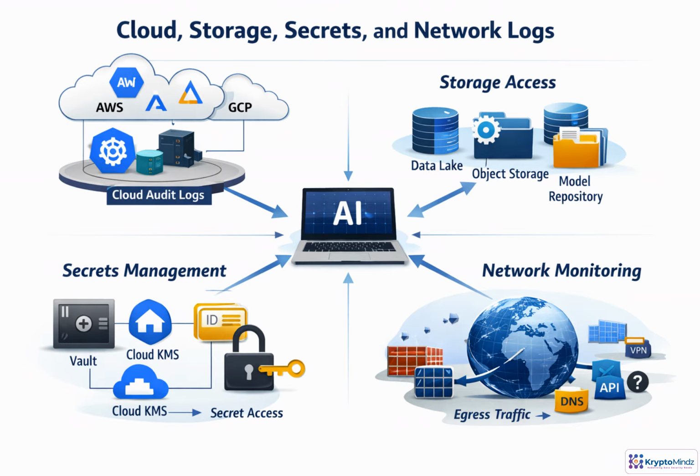Important AI evidence also lives outside the model layer. Start with cloud control plane logs, such as CloudTrail, Azure activity logs, GCP audit logs, and Kubernetes events to see who changed what. Track access to datasets, object stores, repositories, and model artifacts. Secret management logs show when keys, tokens, or identities are retrieved. Network telemetry completes the picture by exposing egress destinations, DNS lookups, proxy activity, private endpoints, and unusual API calls.